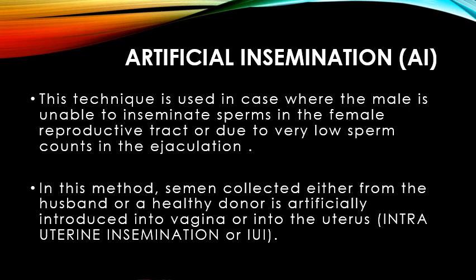All these techniques are known as ART, that is assisted reproductive techniques, which are classified into in vitro and in vivo fertilization. In the in vitro test tube baby program, we discussed zygote intrafallopian transfer and intrauterine transfer, and in in vivo fertilization we discussed gamete intrafallopian transfer, that is GIFT, intracytoplasmic sperm injection, that is ICSI, and AI, that is artificial insemination.